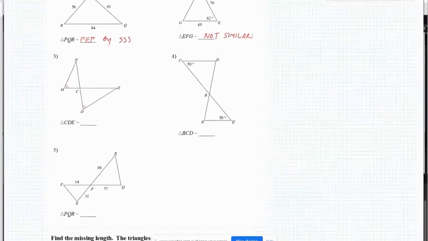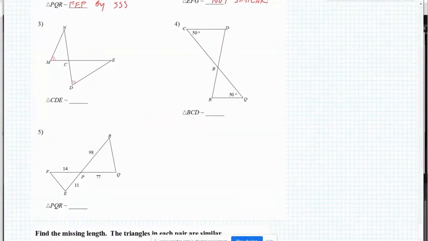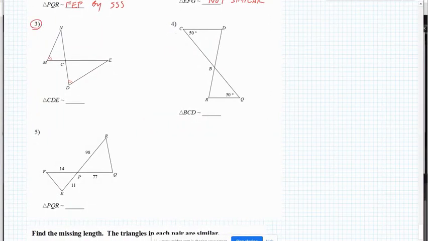Okay, go ahead and try now on your own. Try problems 3, 4, and 5. If you think they're similar, write a similarity statement. And if you don't have enough information, then say not necessarily similar.